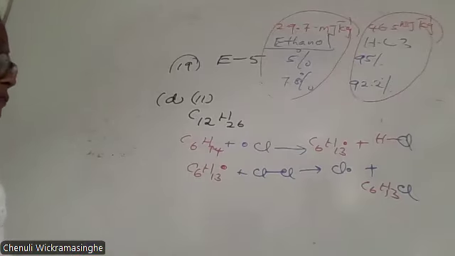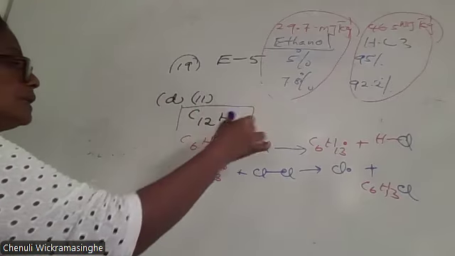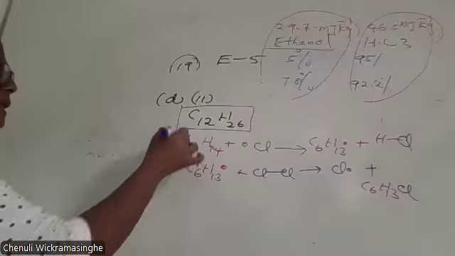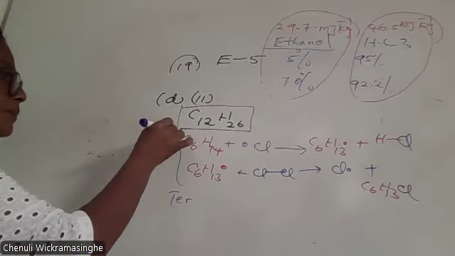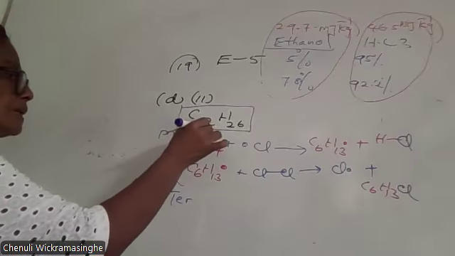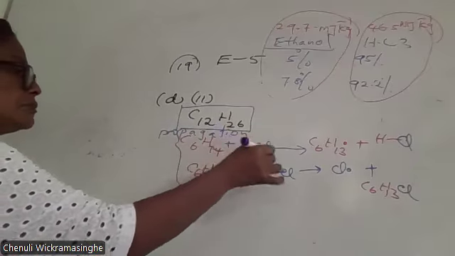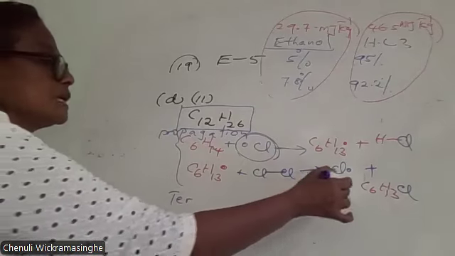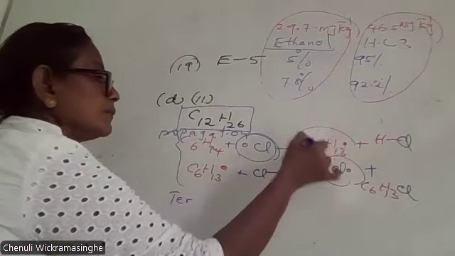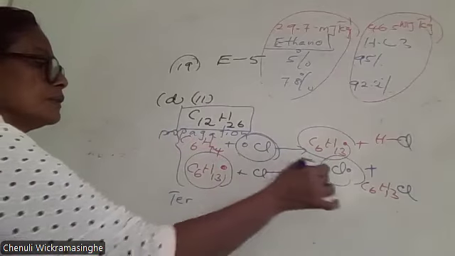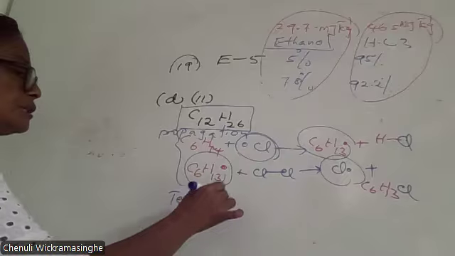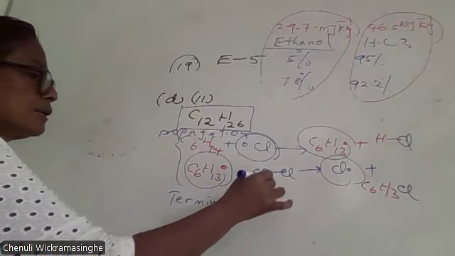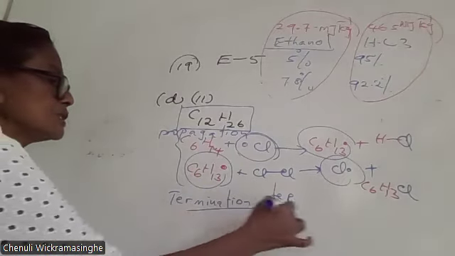You can write these two. And in the termination step, how is C12H26 generated? So these are propagation steps. A propagation step can always be identified: it always uses up one free radical and generates another free radical. In the termination step, two free radicals are always used up.